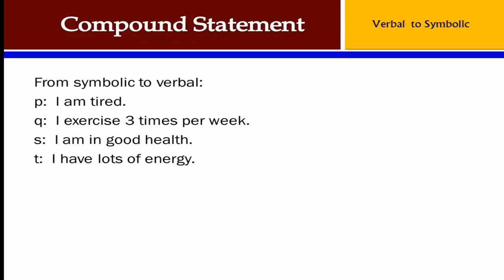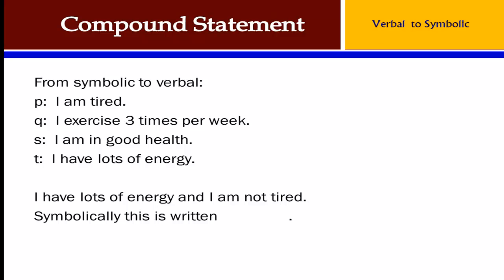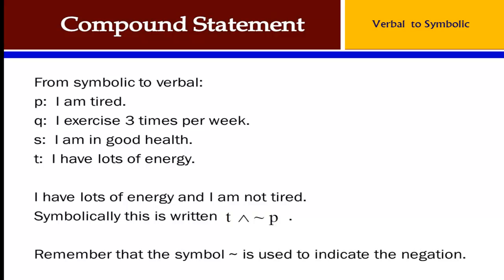We can also go from the verbal form to the symbolic form. I have lots of energy and I am not tired. Symbolically, this is written T and not P, keeping in mind that the tilde symbol is used to indicate the negation of the simple statement I am tired, which would be I am not tired.